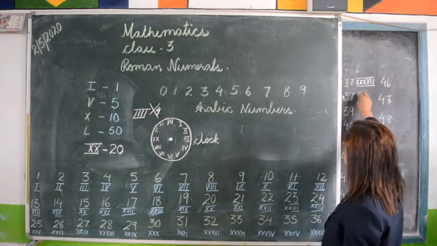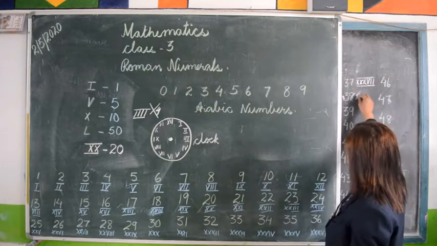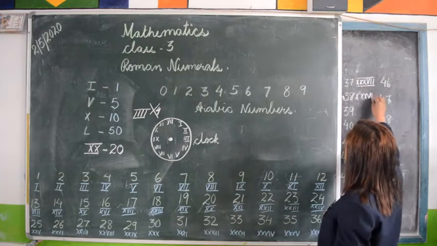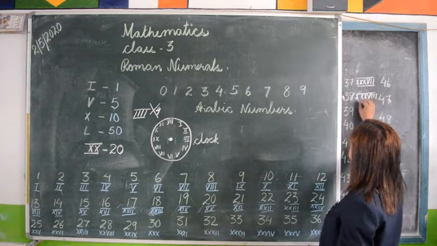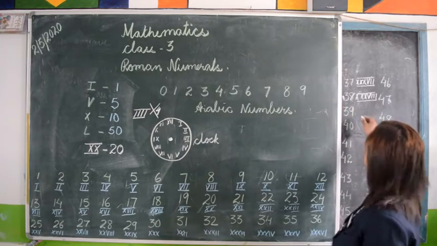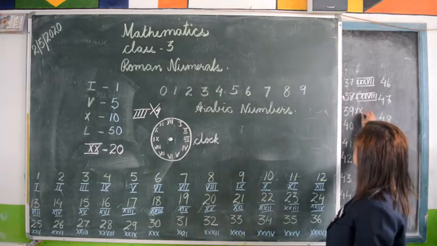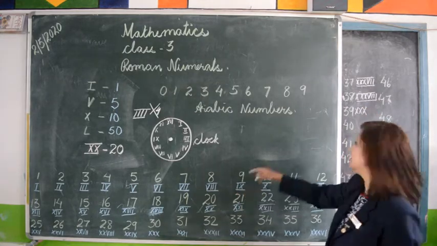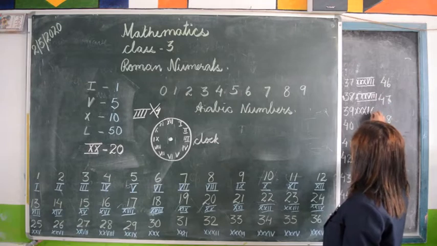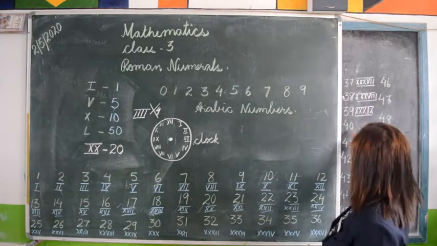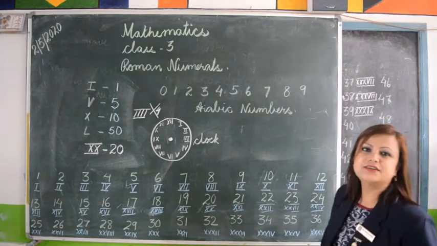Now 38, let us do together. X, X, X, V and 3 I's. This is 38. Alright. Now how do we make 39? Again. X, X, X and see how we have made 9. Look at the number. I and one more X. This is 39. Alright. Now how do we make 40 here?